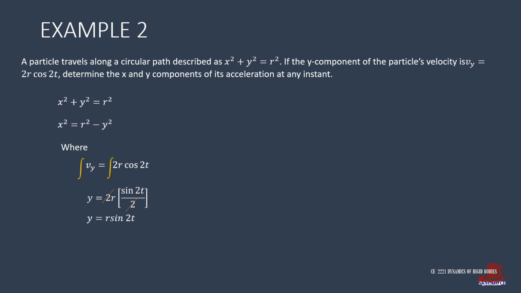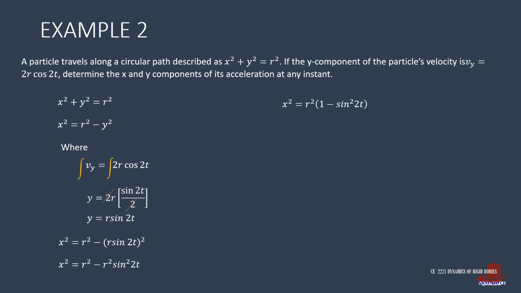This expression for y is then plugged into the first equation, so we get x squared is equal to r squared minus the square of r sine of 2t. Expand the square and factor out r squared from both terms to get x squared is equal to r squared times the binomial of 1 minus the square of sine 2t.